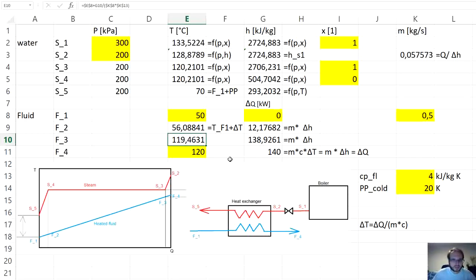And now let's go to our last task, which was to verify if the minimum temperature difference in the whole heat exchanger is larger than 5 degrees C. So it's the temperature difference between points F3 and S3. Yes. So let's put it here. Delta T min in the whole heat exchanger.